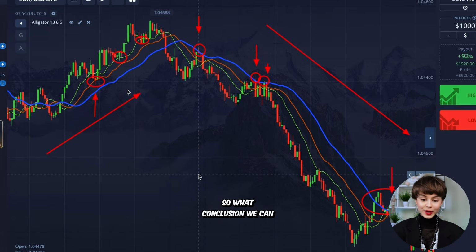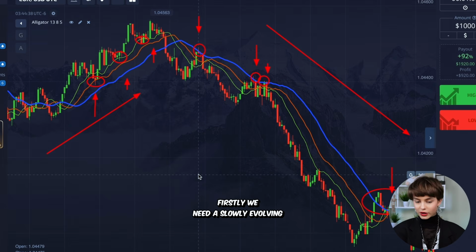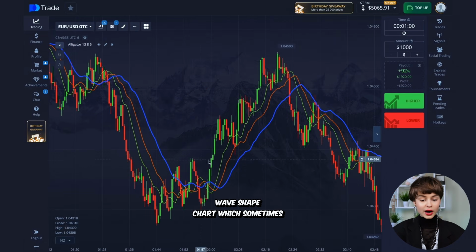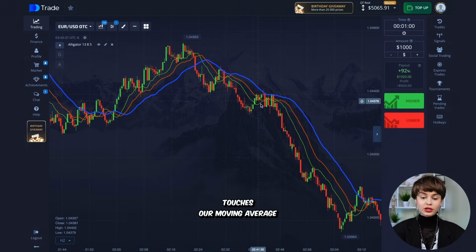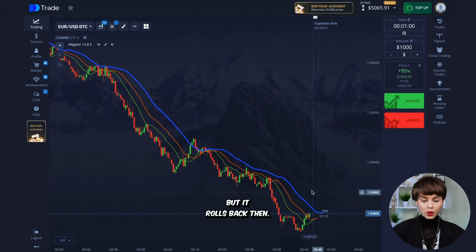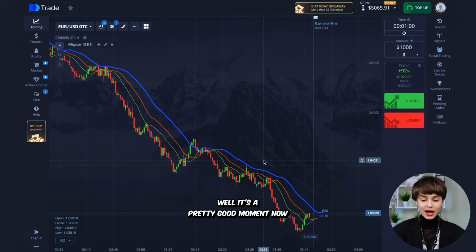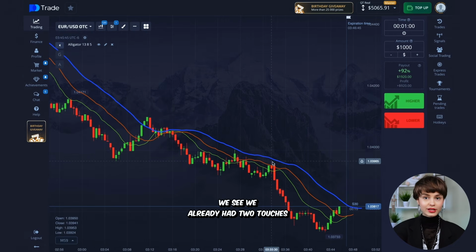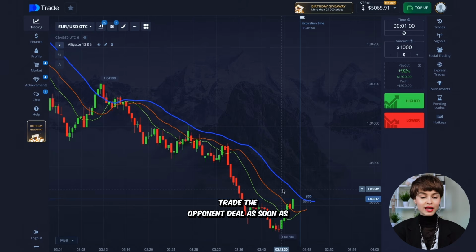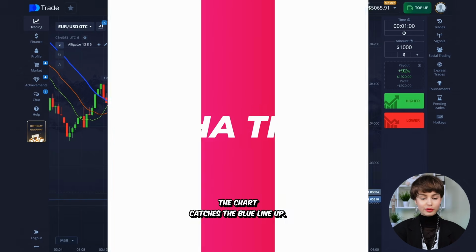So what conclusion can we make here in this chart? Firstly, we need a slowly evolving wave-shaped chart, which sometimes touches our moving average, but then rolls back. Well, it's a pretty good moment now. We see we already had 2 touches, and in general, we can try to open a deal as soon as the chart catches the blue line up.